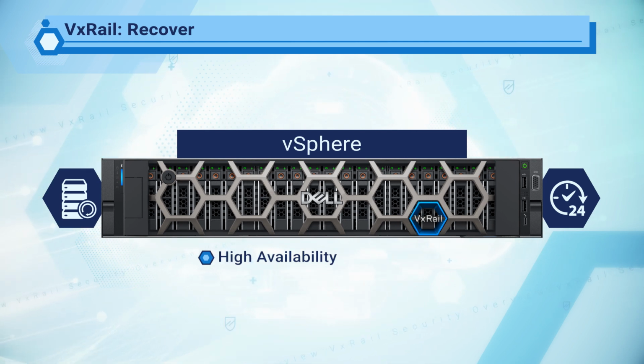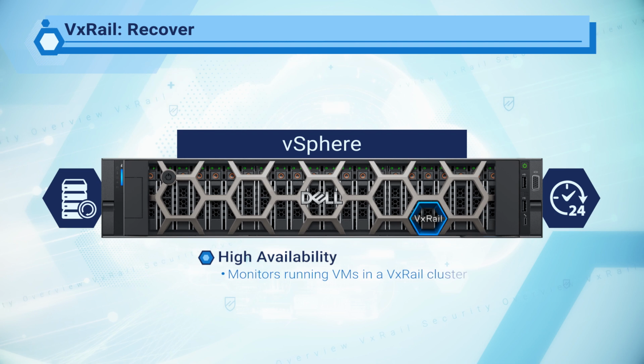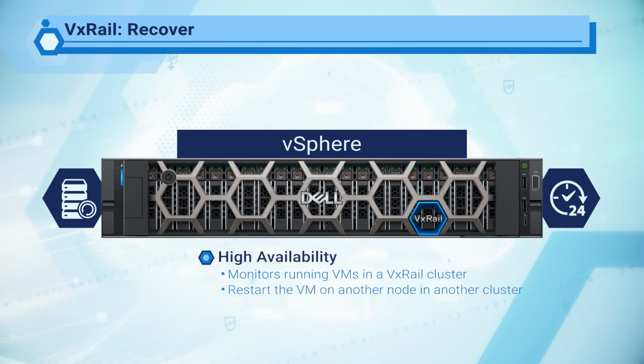The vSphere High Availability, or HA feature, monitors running VMs in a VxRail cluster. In case of a VM or node failure, the vSphere HA will restart the VM on another node in another cluster.